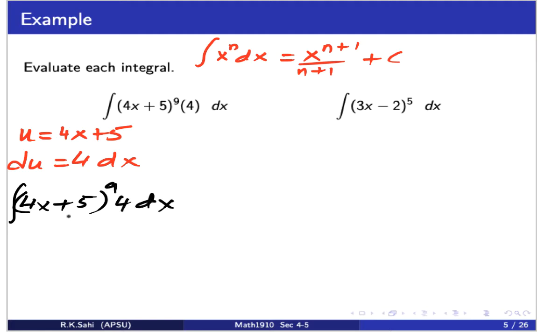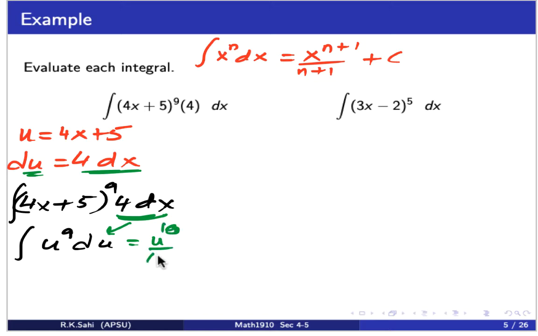Notice 4x plus 5 is what? U. So we write this as u to the power 9. Notice 4 dx is du. So this 4 dx is going to be du, and 4x plus 5 is the u substitution. And after that is a simple power rule. So what you get here is u to the power 10 over 10.